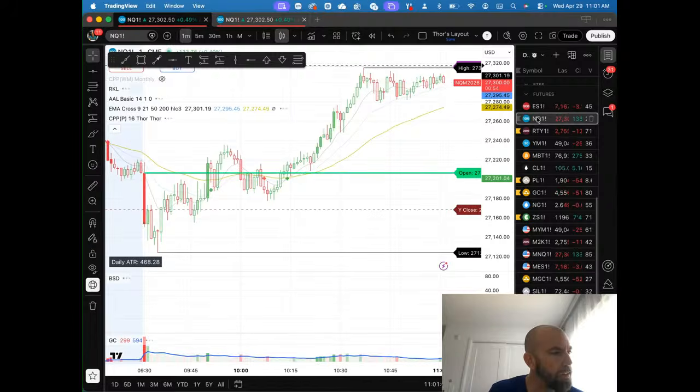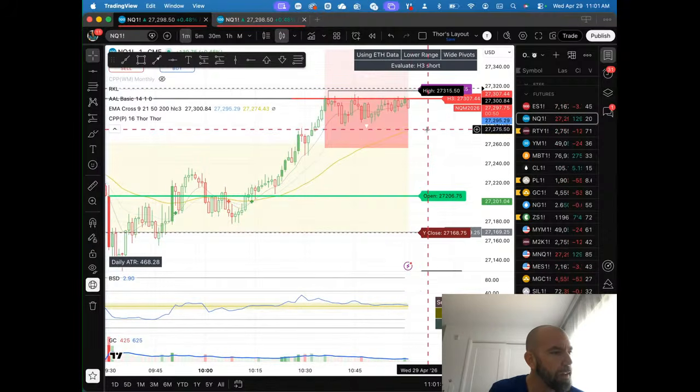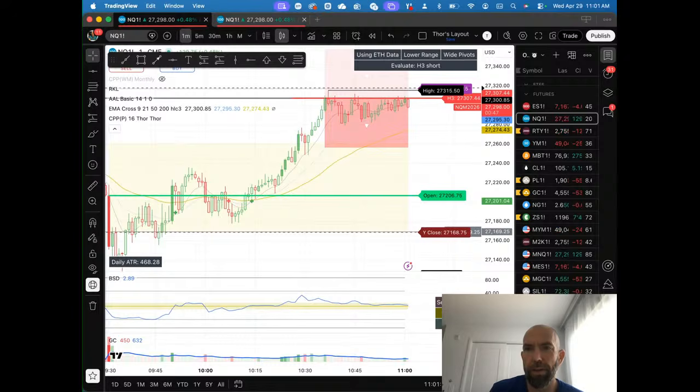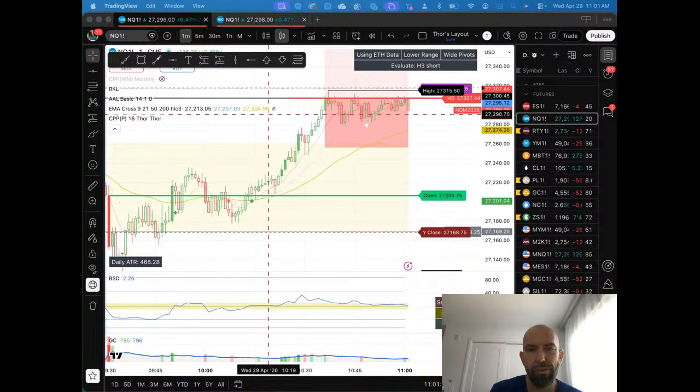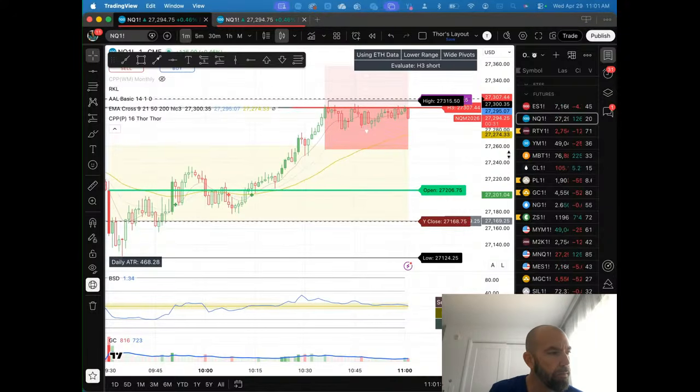I think NQ is in a perfect place for a short setup. It's got an absolutely beautiful H3 call. The lower, wider H3 play is one of my preferred plays, very, very much. So I think this is going to be the one. I really love this short setup.